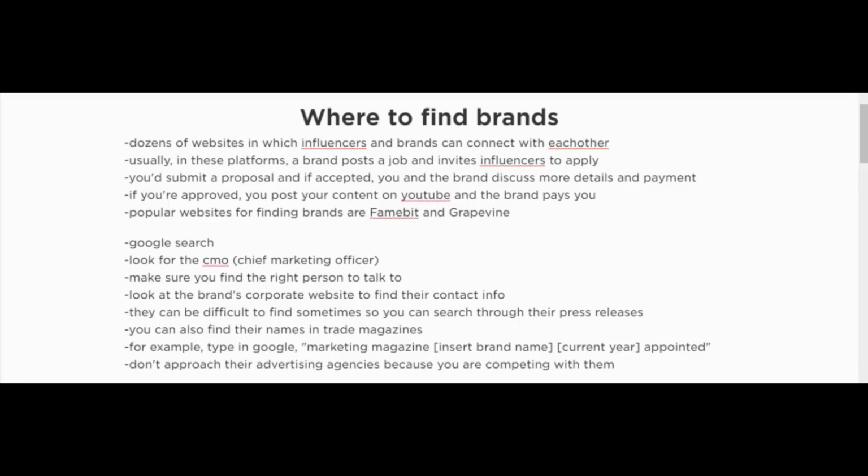So now let's go and find some brands to work with. There's actually dozens of platforms in which you can open an account and you can find brand deals on there. These platforms were created so that influencers and brands can connect with each other.